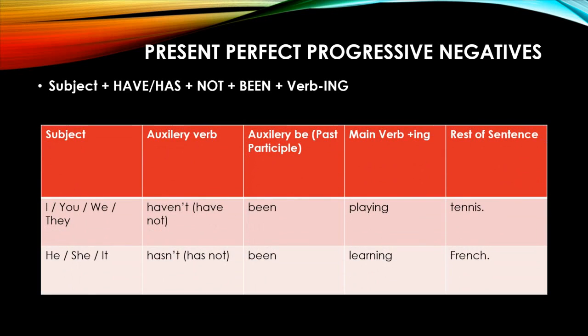See the example. Here's the table given below for different subjects. For the first part, as you can see, I, you, we, or they, we will add have, and to make it negative we add not, so haven't or have not. Then the auxiliary part, be in its past participle form, which is been. So, I haven't been playing tennis. Next one, he or she or it hasn't been learning French, or has not been learning French.